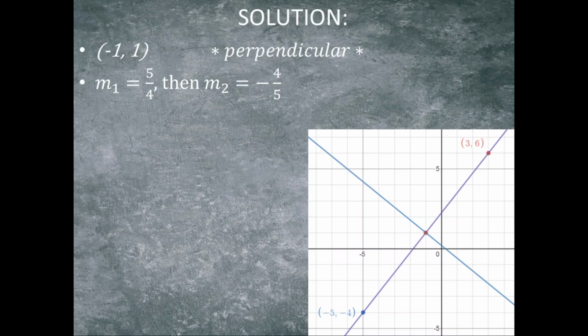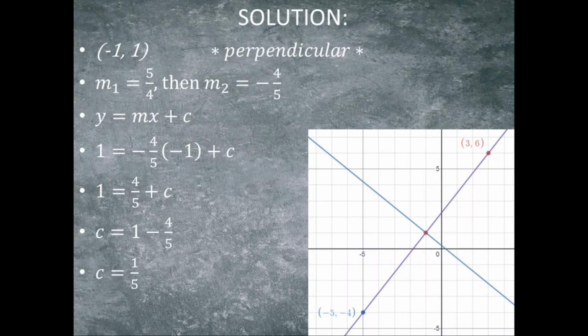And that's the gradient of the blue line. So in general, our equation of a line is y equals mx plus c. We know that that blue line passes through the point (-1, 1). So we substitute +1 as the y value, -4/5 as the gradient, and -1 as the x value. So when we multiply, that will give you a +4/5. And then when we transpose, we subtract 4/5 from 1, and that will give you 1/5. So the answer is y equals -4/5 x plus 1/5.